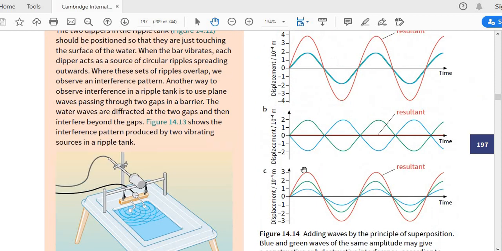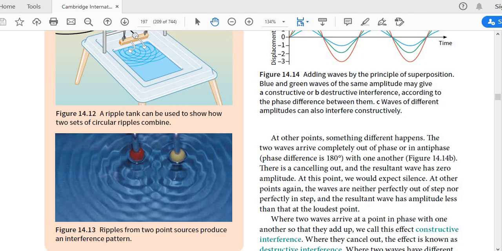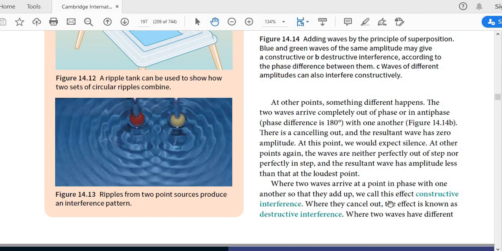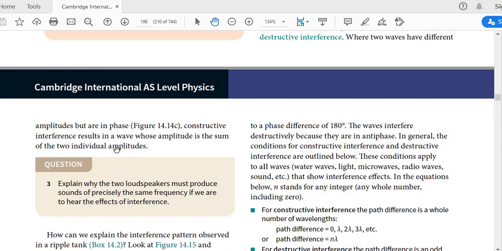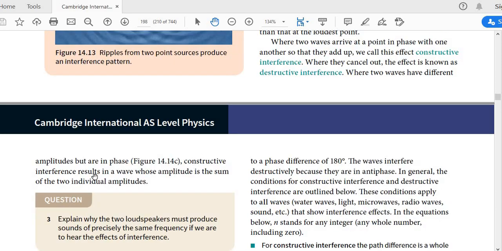So for example, at other places like here, where two waves arrive at a point in phase with one another so that they add up, we call this effect constructive interference. Where they cancel out, the effect is known as destructive interference. Where two waves have different amplitudes but are in phase, that is diagram C, constructive interference results in a wave whose amplitude is the sum of the two individual amplitudes.